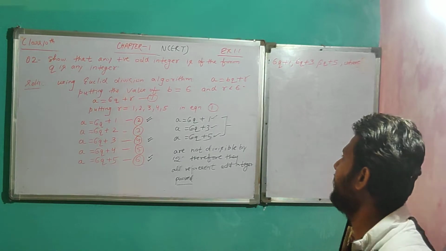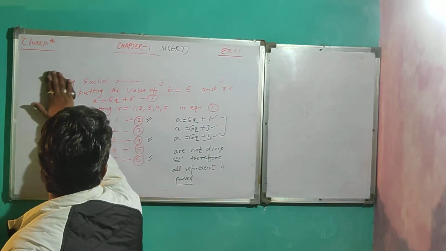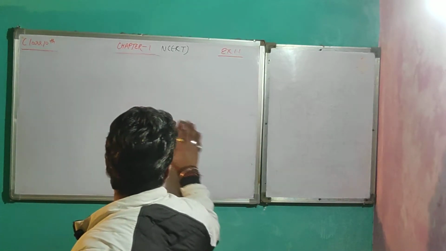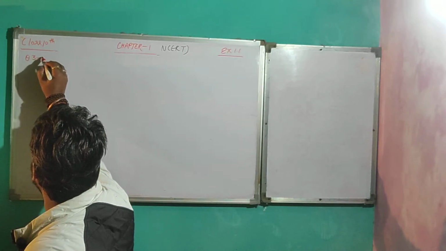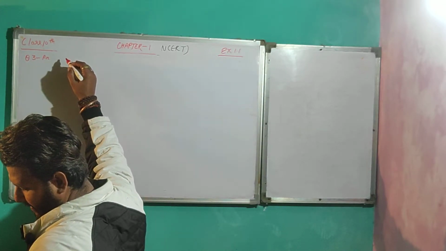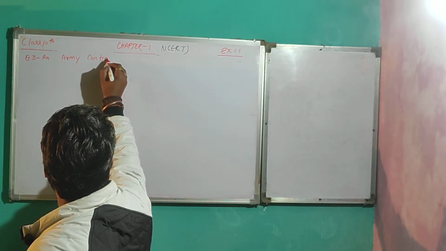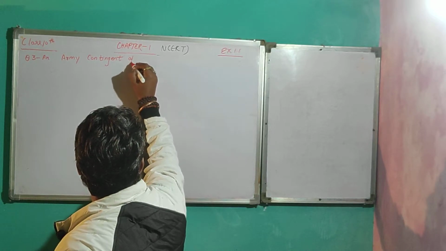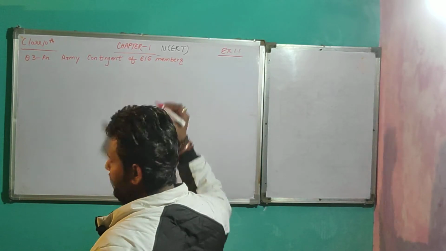Okay, now coming back to the third question. Our third question is an army contingent of 616 members.